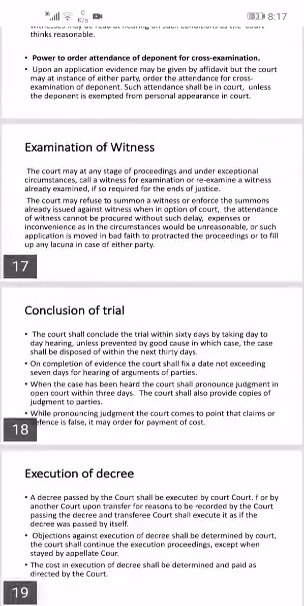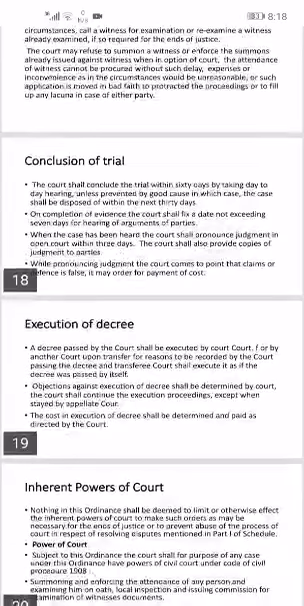Examination of witness. The court may at any stage of proceeding and under exceptional circumstances call a witness for examination or re-examine a witness already examined, if so required for the ends of justice. The court may refuse to summon a witness or enforce the summons already issued against a witness when in the opinion of court the attendance of witness cannot be procured without such delay, expenses, or inconvenience as in the circumstances would be unreasonable, or such application is moved in bad faith to protract the proceeding or to fill up any lacuna in case of either party.